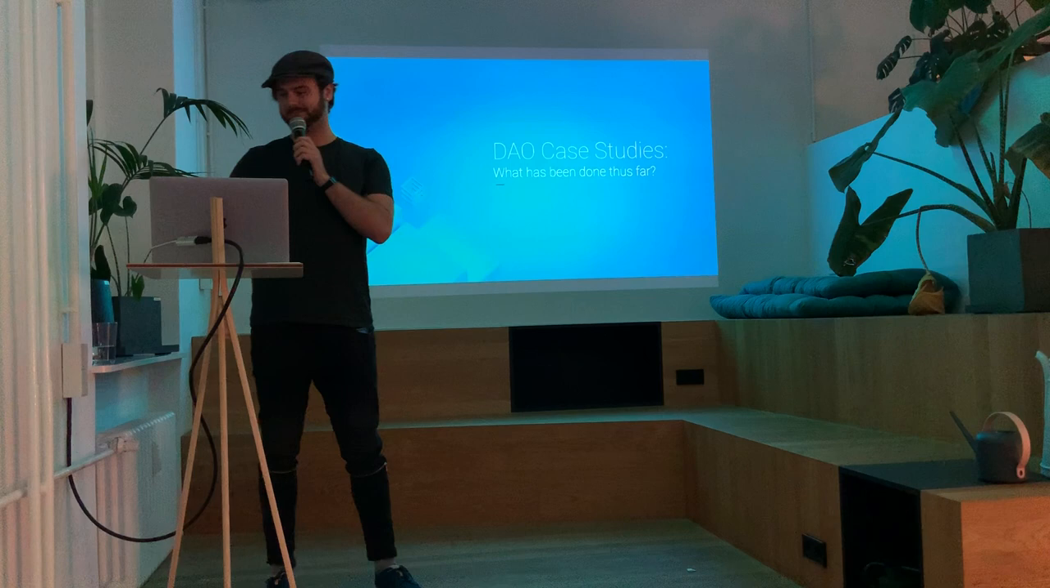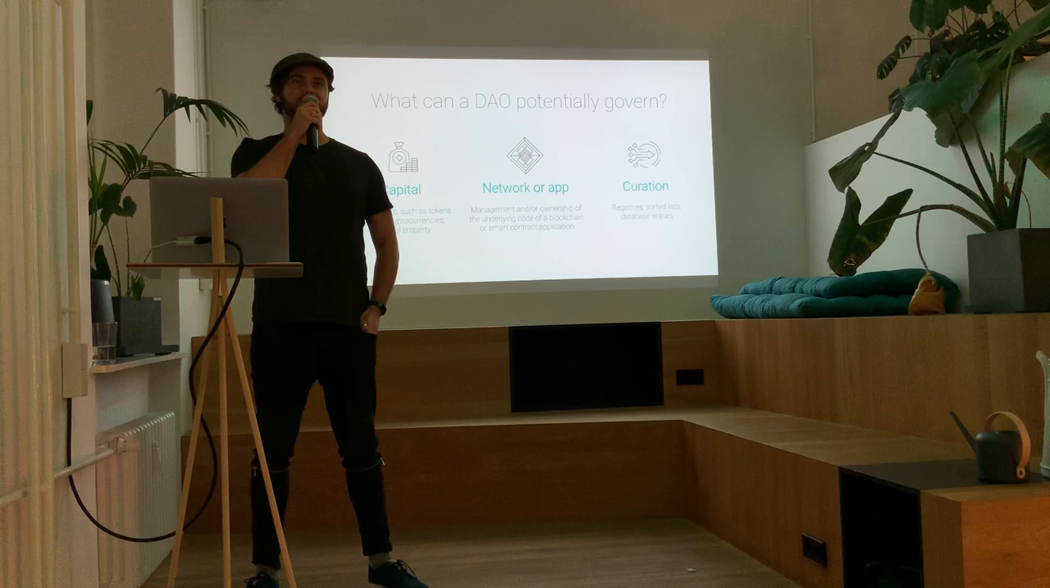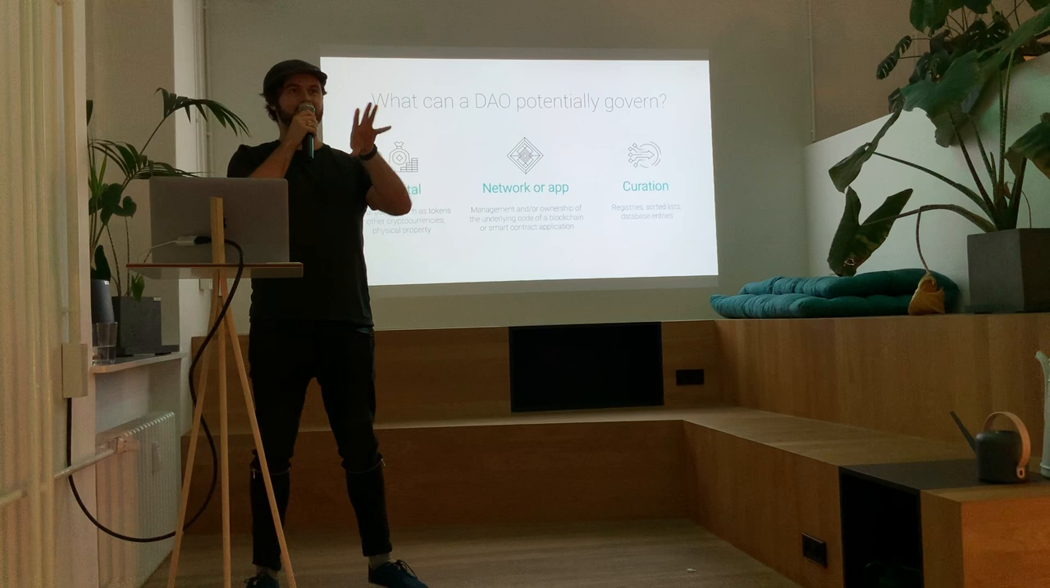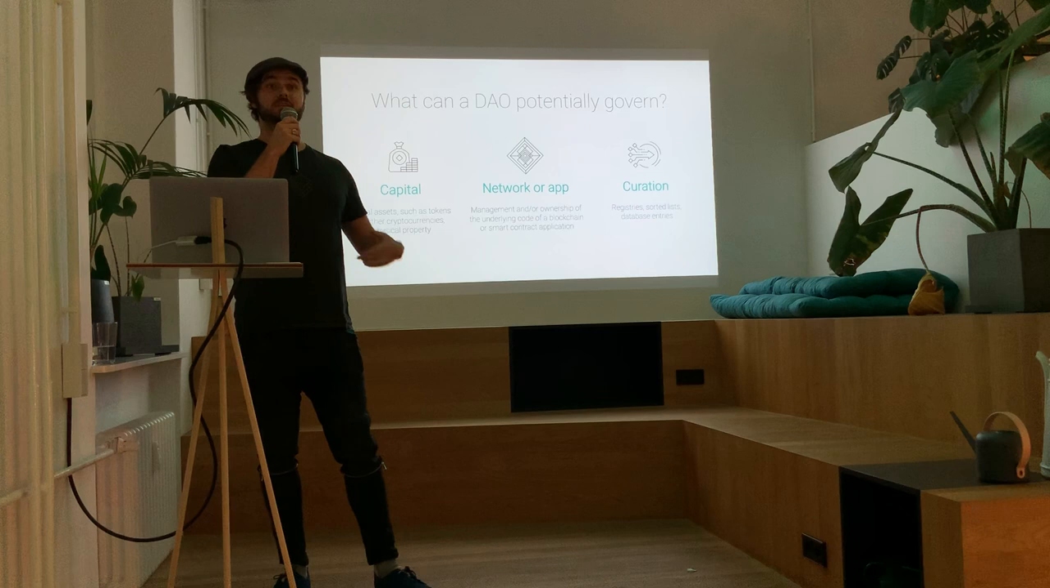What can a DAO govern? There's sort of three things that we can imagine for this more atomic unit. It's not really a city, it's more of a business type thing. There are three things it can govern. First is capital. It can govern tokens, cryptocurrencies, and possibly in the future some sort of physical property, although we haven't seen that yet. It could govern a network or an application.